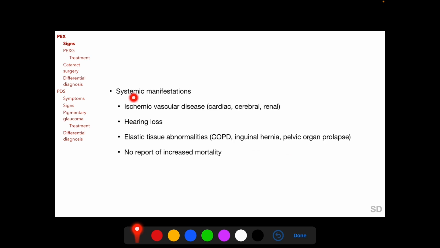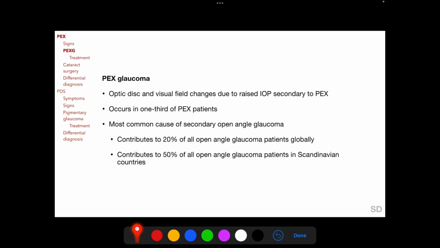Non-ocular systemic manifestations of pseudoexfoliation syndrome include ischemic vascular disease such as cardiac, cerebral, and renal, and include aortic aneurysm, hearing loss, and elastic tissue abnormalities such as chronic obstructive pulmonary disease, inguinal hernia, and pelvic organ prolapse. But there is no report of increased mortality in pseudoexfoliation syndrome.